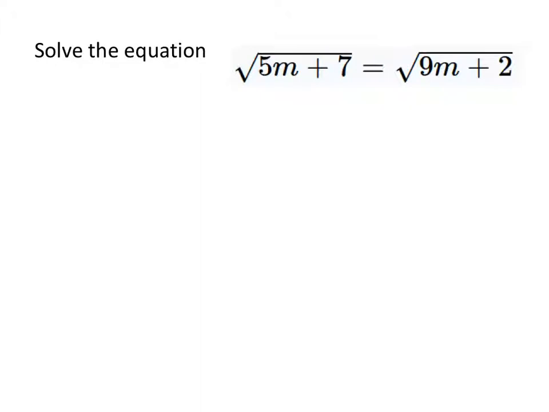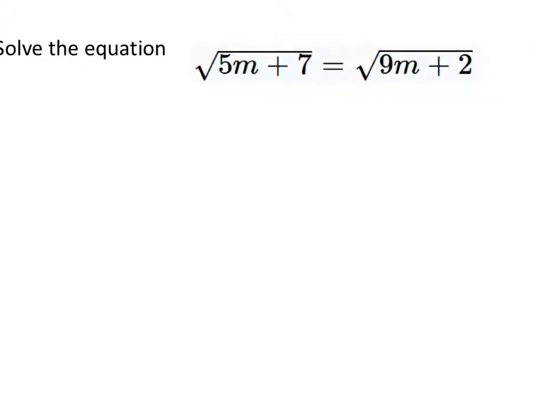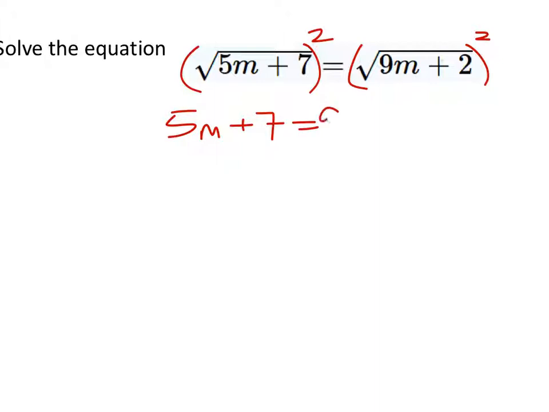All right, this one I think maybe looks a little bit more complicated than it actually is, because we've got the square roots on both sides. It's not adding or subtracting anything, which is good, because that would make it really bad. I'm just going to square both. So I got 5m plus 7 equals 9m plus 2. And this is just a regular equation that we're solving now.